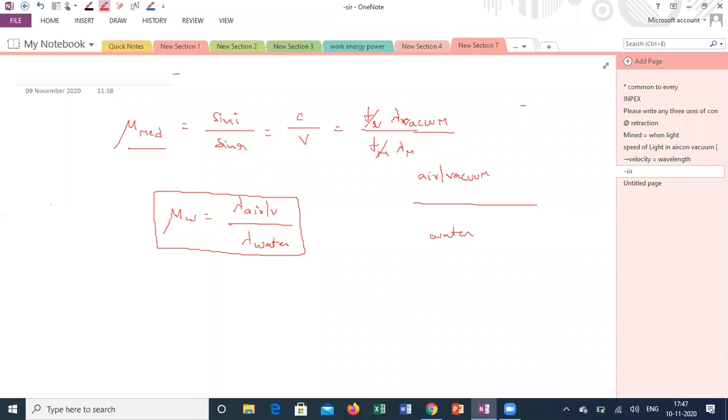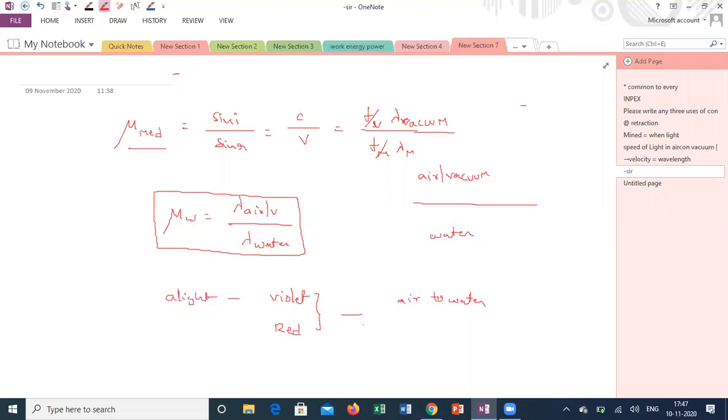Based on this, there is a question they asked. A light ray of two colors, violet and red, is entering from air to water. Which will have more refractive index? Which color will have more refractive index? Anyone? Which color will have more refractive index? So violet. Why?